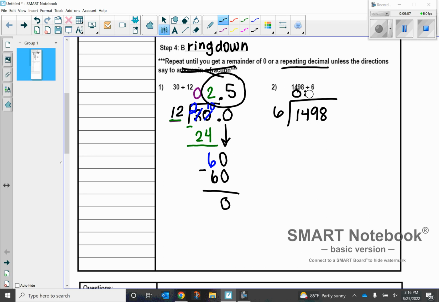I'm going to do this in colors. 6 can fit into 14 2 times. 6 times 2 is 12. So we subtract. 4 minus 2 is 2. 1 minus 1 is 0. You can choose to write that 0 or not. Next thing we do is we bring down that 9. I'm going to do that in another color.